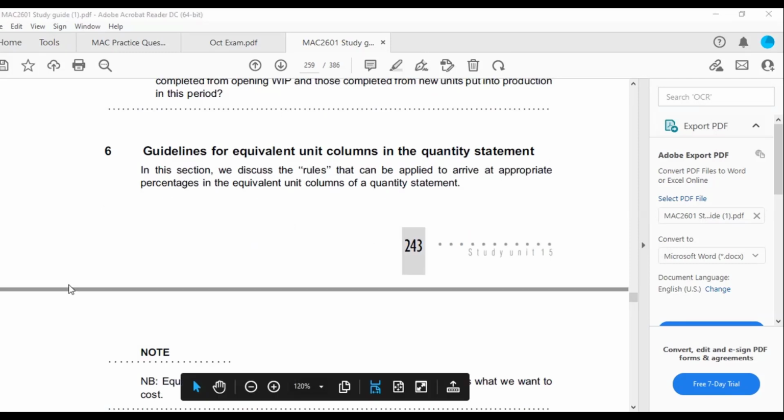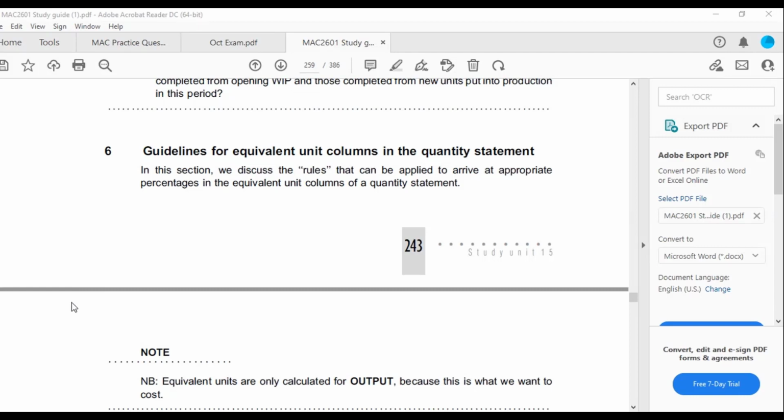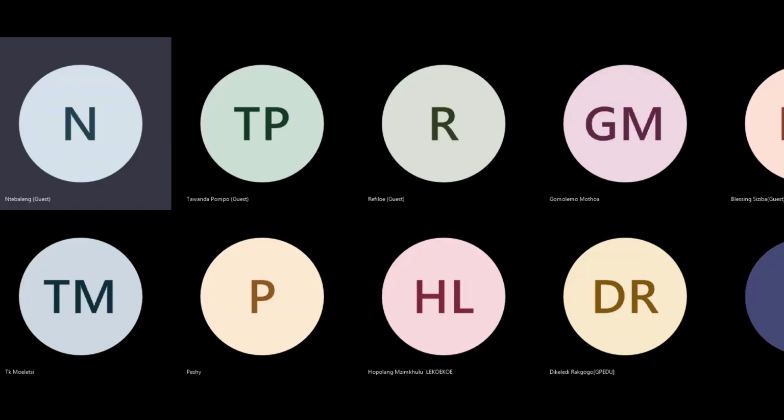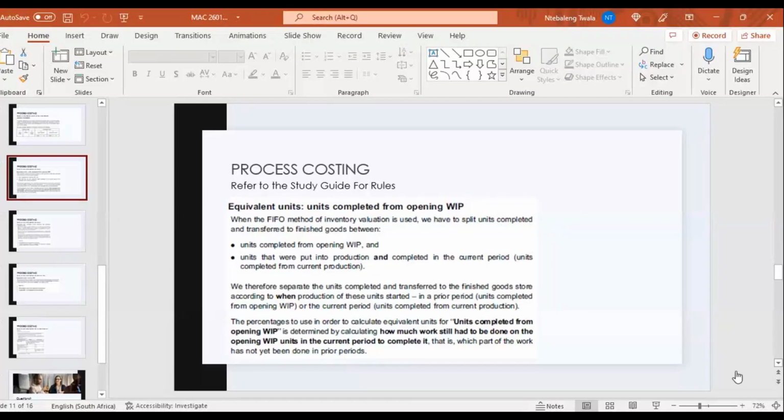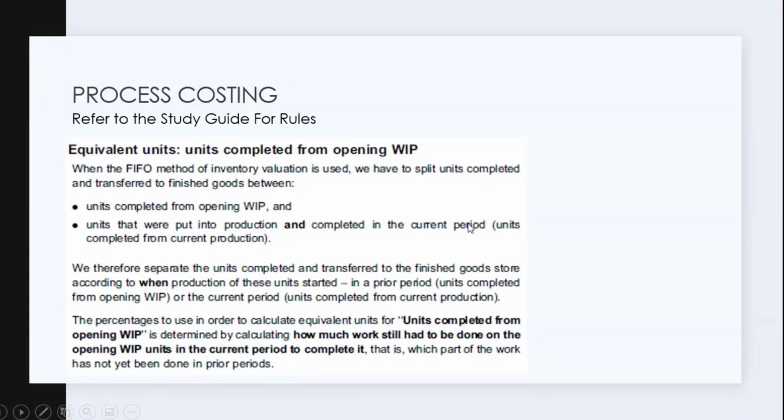After understanding that, we need to now look at the rules. Let's look at the rules now. Now you know what the framework is and how it is treated. Know the framework because it comes up when you do the questions. So the study guide has certain rules, and I've put certain screenshots of those rules.